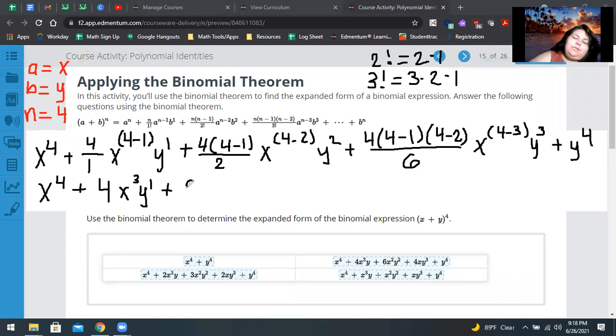12 divided by 2 is 6. X to the what power? So go ahead and continue on that, and then select your correct one. Again, if you're still not sure about it, you can go ahead and multiply x plus y by writing it out 4 times and then expanding using the distribution method. We're going to go ahead and move on to the next question, number 2.